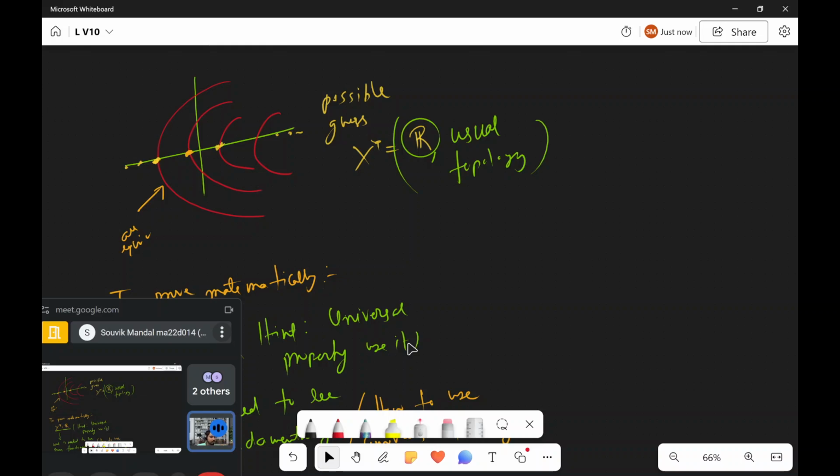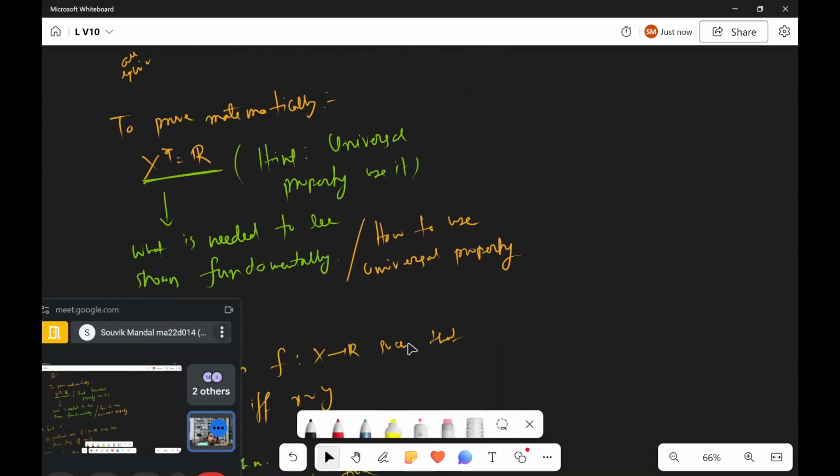That is, we need to show that X star is homeomorphic to the real line with the usual topology. This is what we are now going to show. Now for the second step, we need to prove it mathematically. To prove something mathematically in quotient space problems, we need to use a universal property. If you can't remember the universal property, that's okay. Let me explain how you can apply the universal property. That is most crucial.